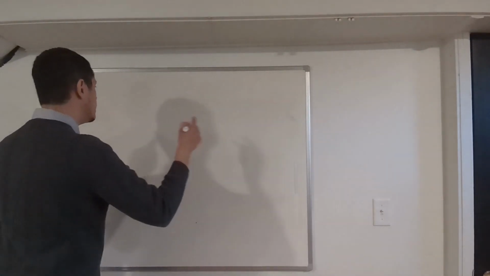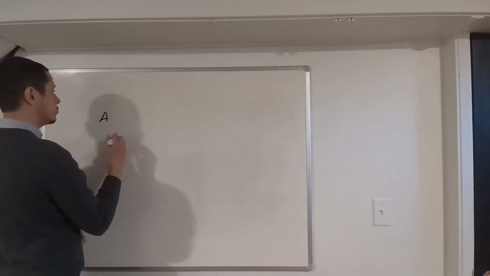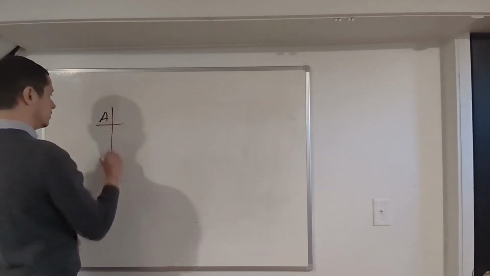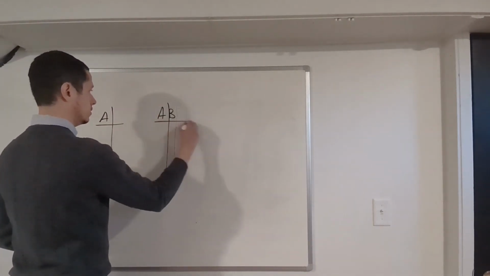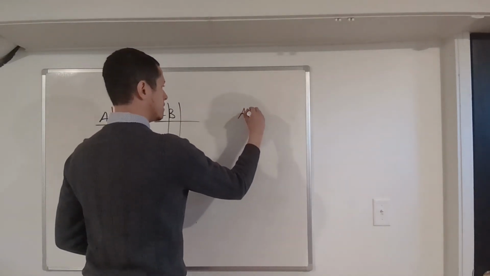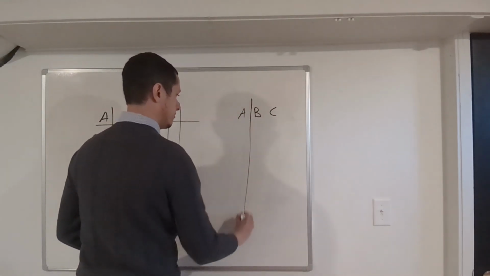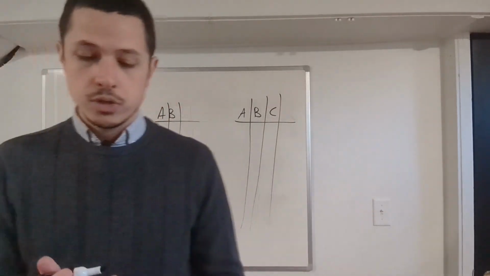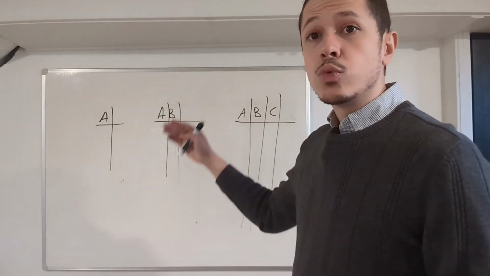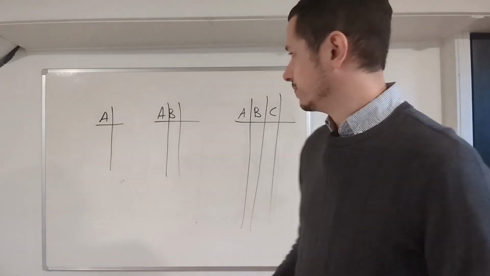And let me give you three examples. So here's a truth table that contains just one letter. Here's one that contains two. And here's one that contains three. Okay, so first let's talk about how many rows you need to have.